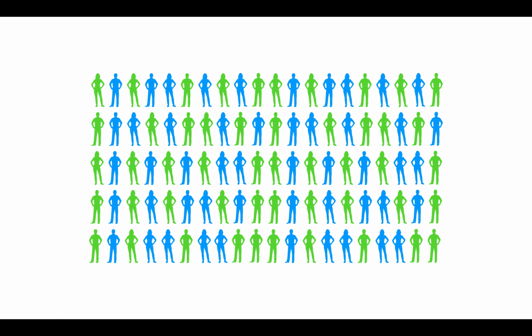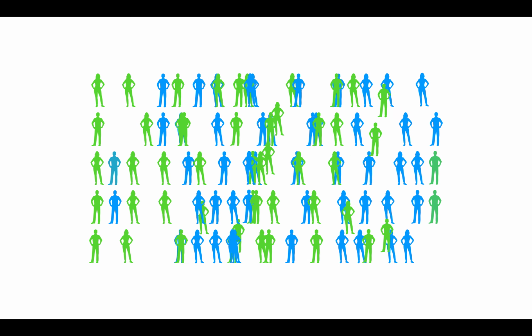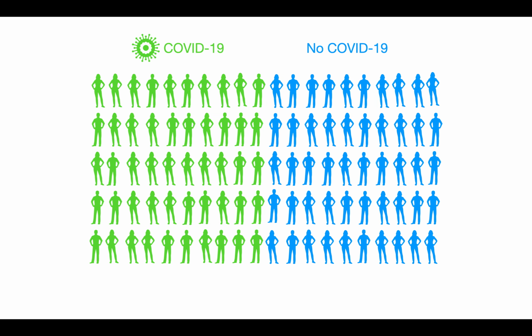All right, let's talk a little bit about testing. So here I have a population of people, and I have colored them as green and blue to indicate whether or not they have had COVID-19 in green or whether they have not in blue. So let's sort them out so that it's a little bit easier to see the prevalence.